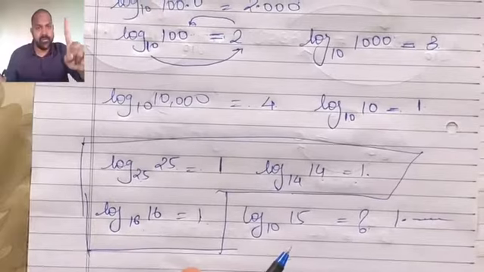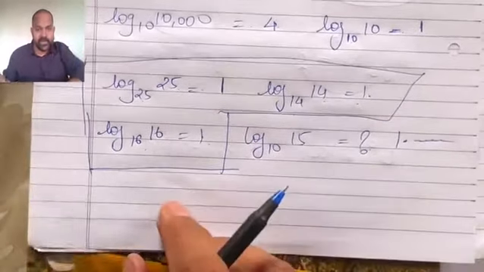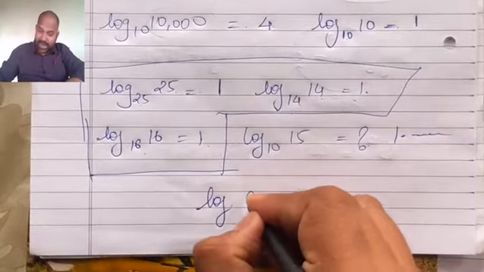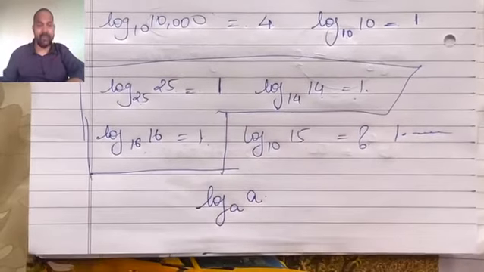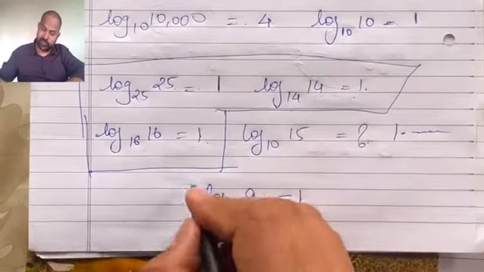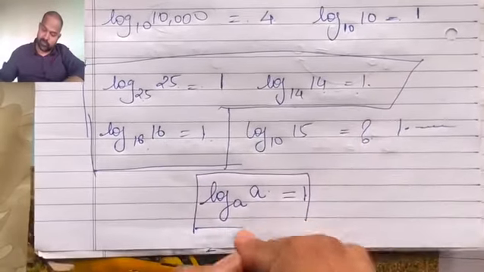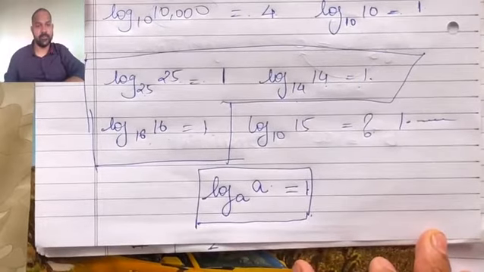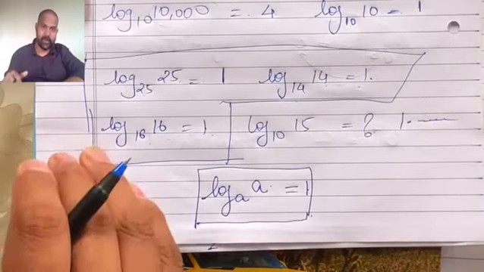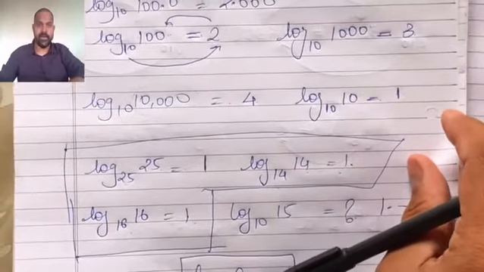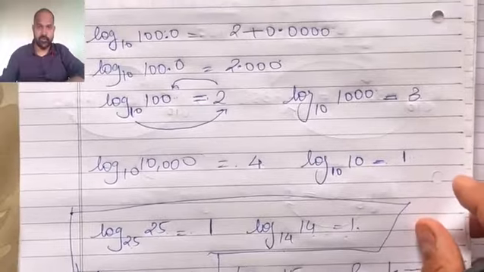Every number is the first power of itself. So in a generalized form, if I ask you log of a to the base a, log of a number to the same base is always and always 1. So the answer to this is going to be 1. I want you to come back and write this down with an example. And the example is, if log of, let's start from here.